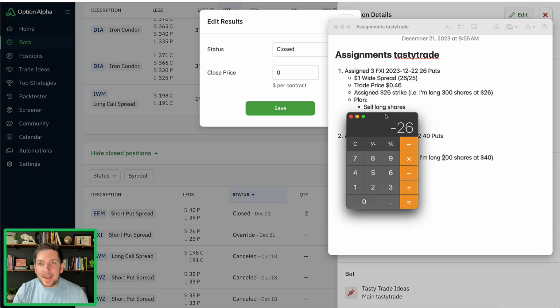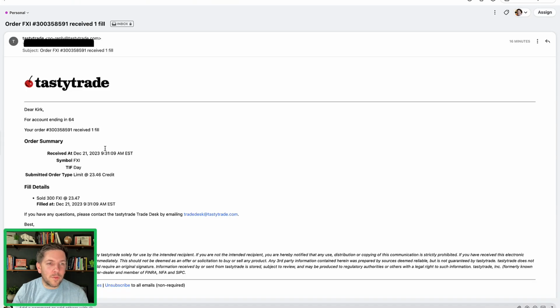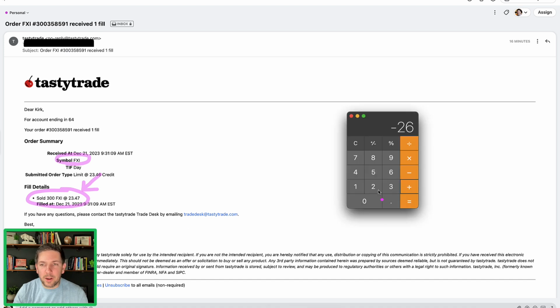But we add back in how much we got when we sold the shares back to the market. I think I hit something, so I just want to make sure I get this all squared up. So we sold the shares back to the market. How much did we get for selling the shares back to the market? Well, we go over here. We can see that we sold our FXI shares back to the market for $23.47. So that's how much we want to add back to our calculator. We're going to add back in 23.47, and then we're going to hit equals. So just on the shares right now, we are down $2.53 per share.